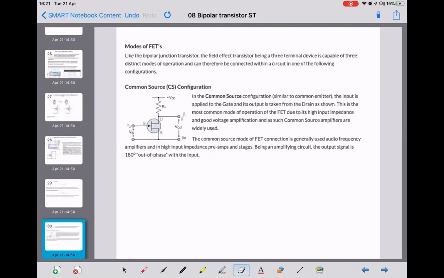Oh, one thing we will say, and we didn't really cover this with the junction transistors too deeply, is that we can have a common source configuration, which is the equivalent of the common emitter that we already looked at with the BJTs earlier. The source connection is common to both the input and the output, and that configuration would be used in an amplifier.